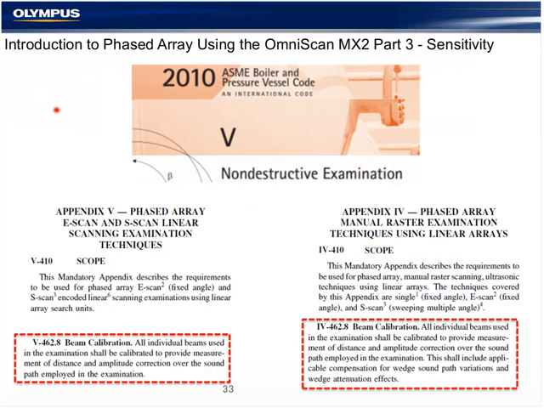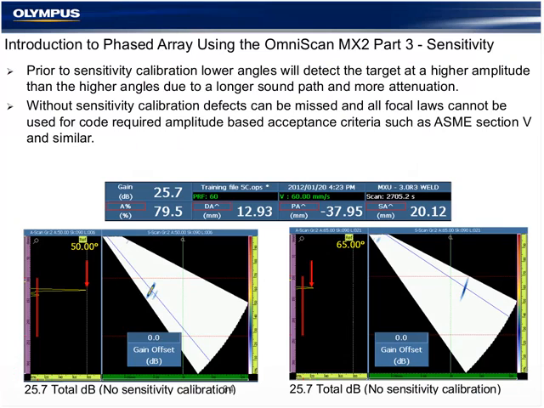The ASME has very specific calibration requirements that require all beams to be used in the examination shall be calibrated in accordance with the ASME Section 5, Article 4. The short version of that is that any A-scan we're using in our scan plan coverage requires a calibration similarly to a conventional UT.